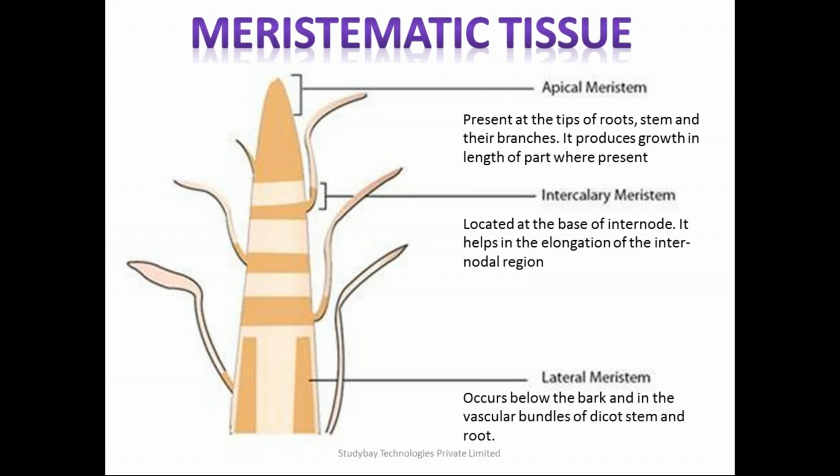Then we have intercalary meristem. These are again located at the base of the internode. That means the point where a stem is going to attach with the branches. Again, it helps in the elongation of the internodal region. So this is how the branches might increase in length, as per this meristematic tissue. Then we have lateral meristem, which occurs below the bark and in the vascular bundles of dicotyledon and root.